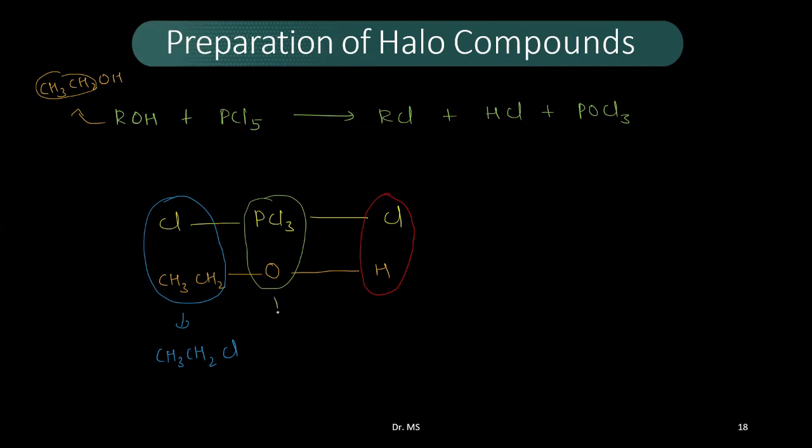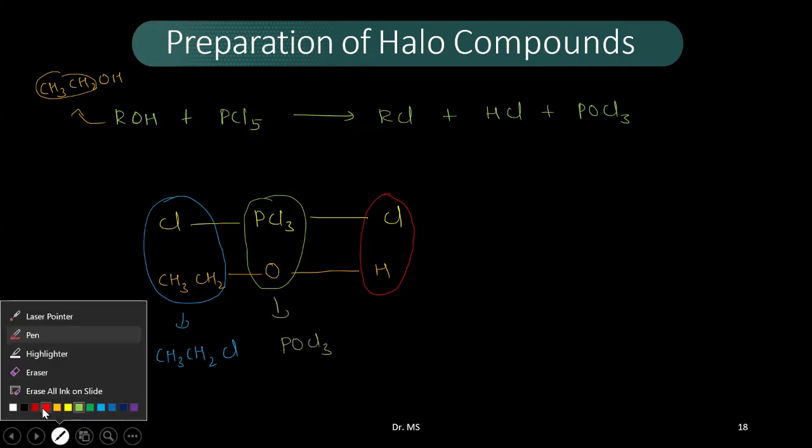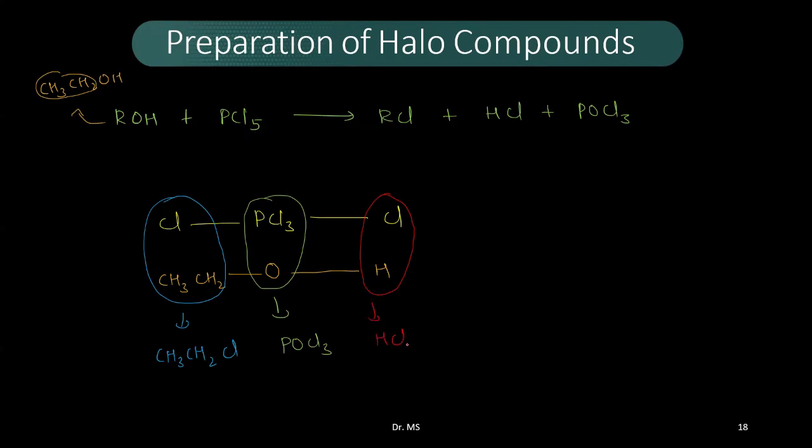This one is giving POCl3, and this one is giving HCl. So that's how you are getting different products: RCl, HCl, and POCl3. So did you understand how this happened?